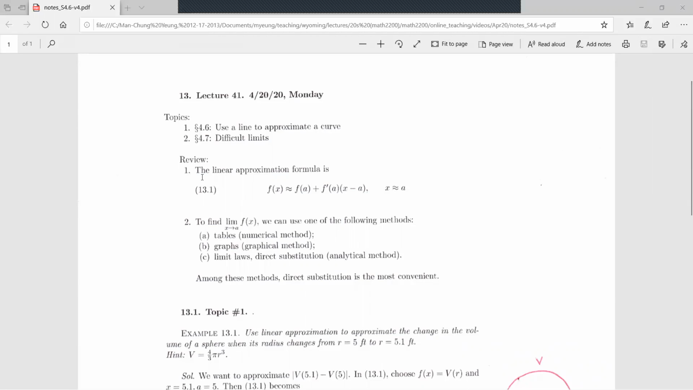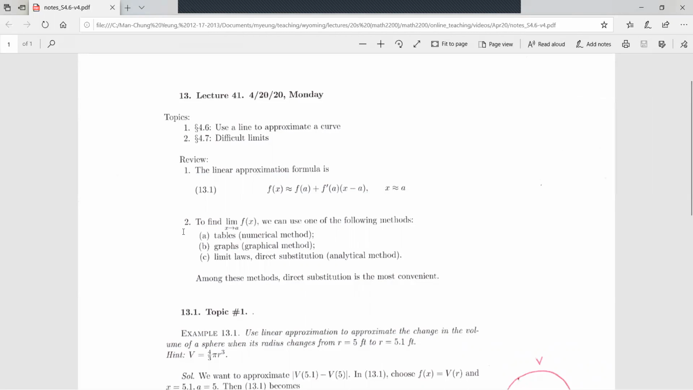Review 1. The formula of linear approximation is this. About this formula, the left-hand side is a curve. Right-hand side is the tangent line to that curve at the point A. When the points X and A are close to each other, this approximation is very good.